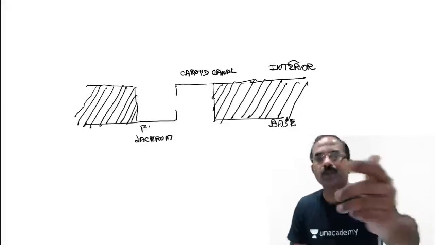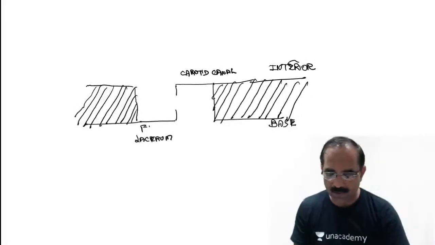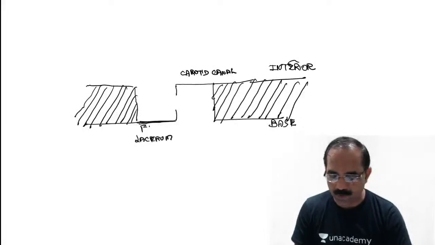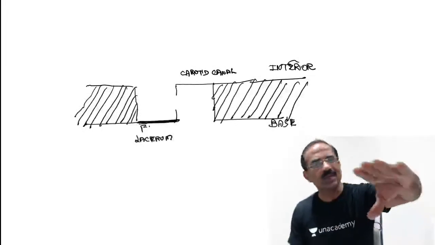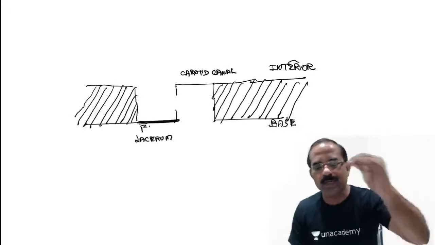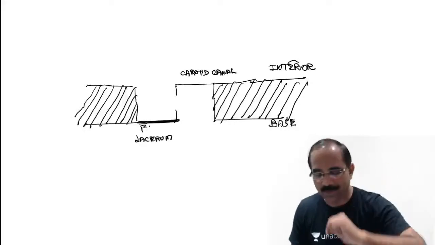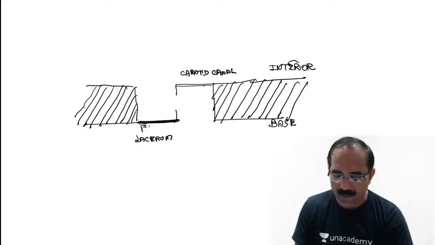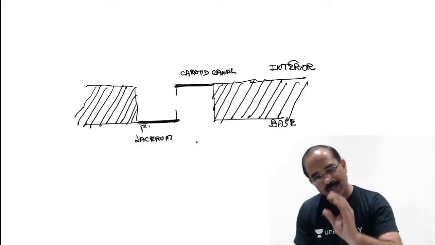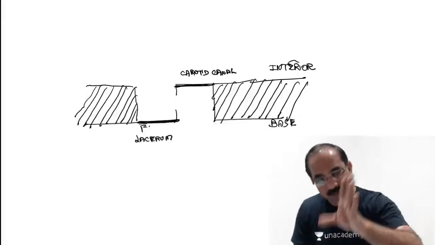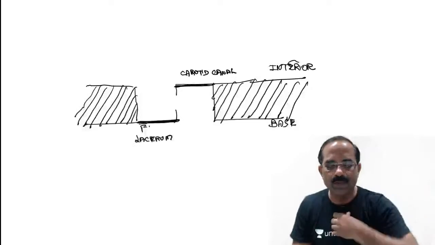So if you read in the books it is given that this foramen lacerum is closed below. There is no foramen lacerum at the base of the skull. And this carotid canal does not open inside. It is present only at the base of the skull. It doesn't open inside the skull.